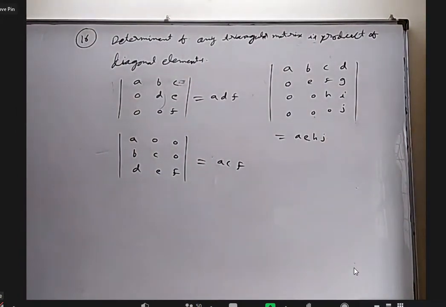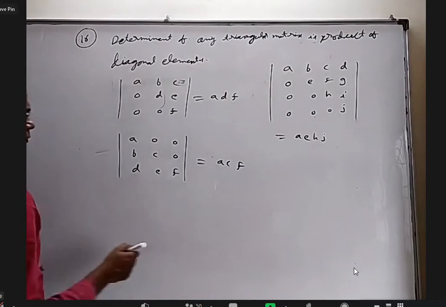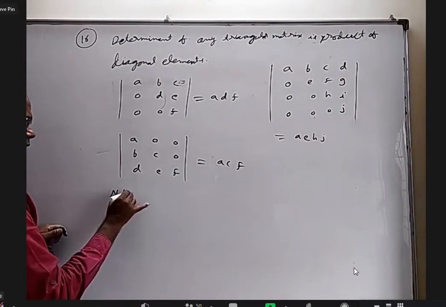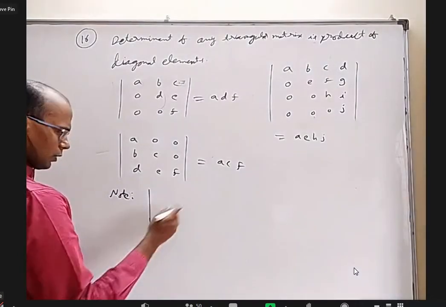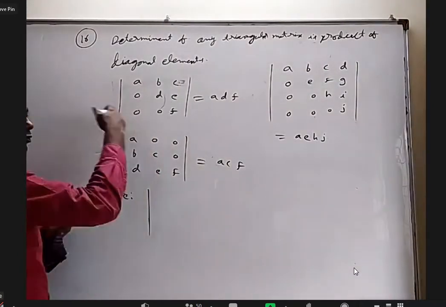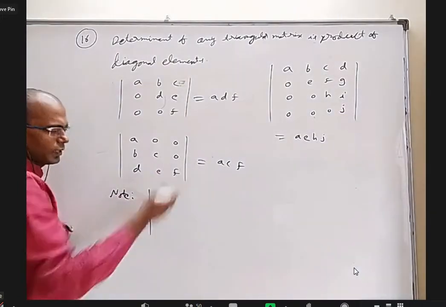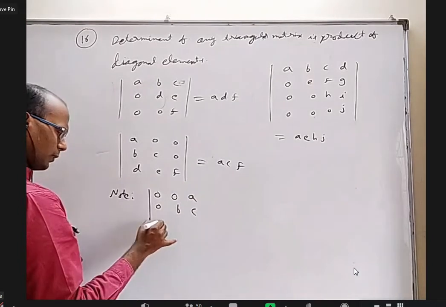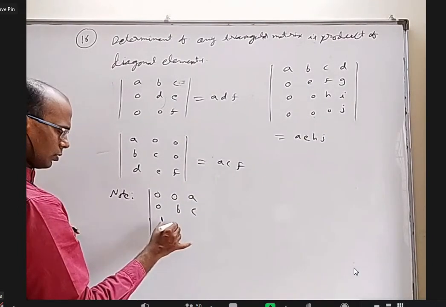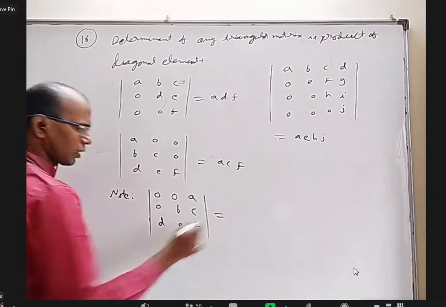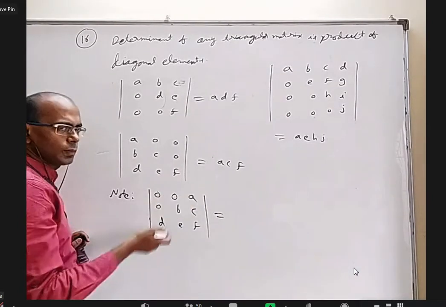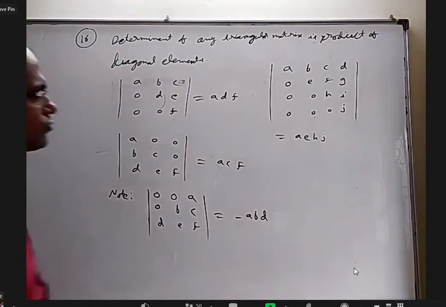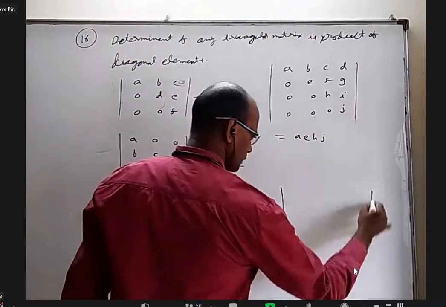Sir, once again, can you explain that example, sir? Minus ABD, you wrote something. Okay, I'll just make a note of it. If you don't have a lower or upper triangle like this, because we only consider this as the diagonal, what if somebody takes this as a diagonal and writes, let's say, 0, 0, A, 0, B, C, D, E, F? For this, the determinant is the product of this diagonal element with a minus. You will get a minus ABD.